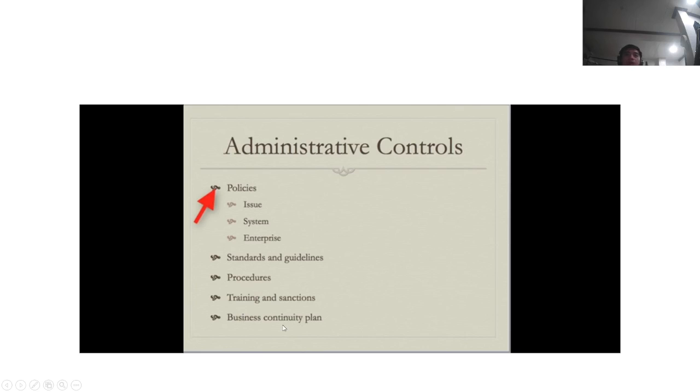Business continuity plan. A business continuity plan helps to mitigate business impact by recovering from an attack as quickly as possible and returning processes to normal operation.